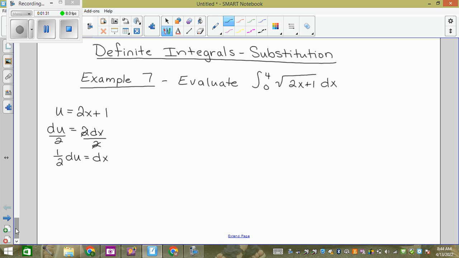So we can still go integral from 0 to 4 of the square root of 2x plus 1 dx equals, now I can't put 0 to 4, that's the catch. I can go u to the half, and then 1/2 du to replace the dx. And I can bring the half out here instead. That hasn't changed. The catch is the numbers.